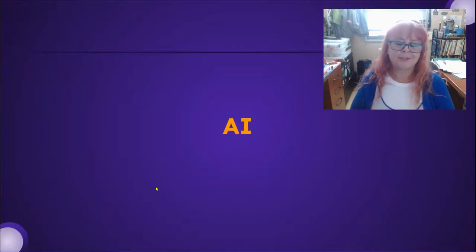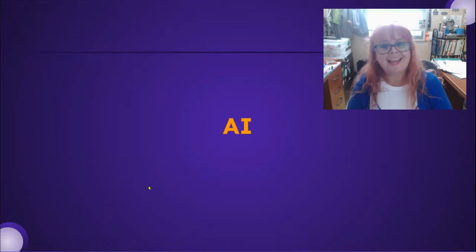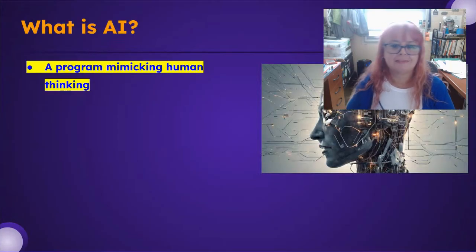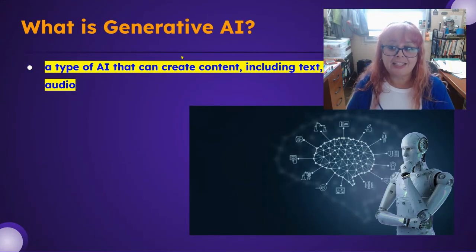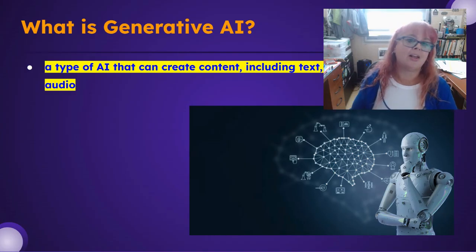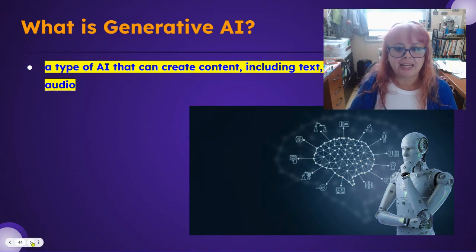So the last section of the notes is about AI. The first one, what is AI? It's a program that is mimicking human thinking. What is generative AI? It's a type of AI that could create content, including text, images, audio. It could create videos, create computer code. It's creating something else. It's not just spewing out answers. It's actually creating stuff.